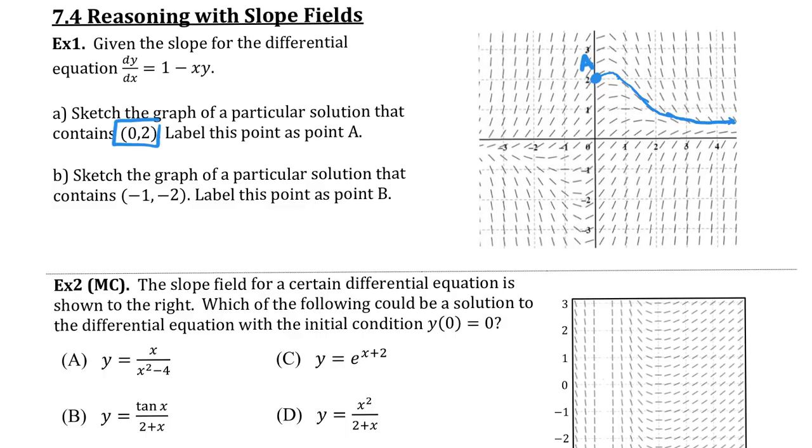Okay, now let's look at the left side. It's probably going down. Slope is negative, negative, negative. And then it looks like it's leveling off right around there. So that's my graph of a particular solution that passes through (0, 2).